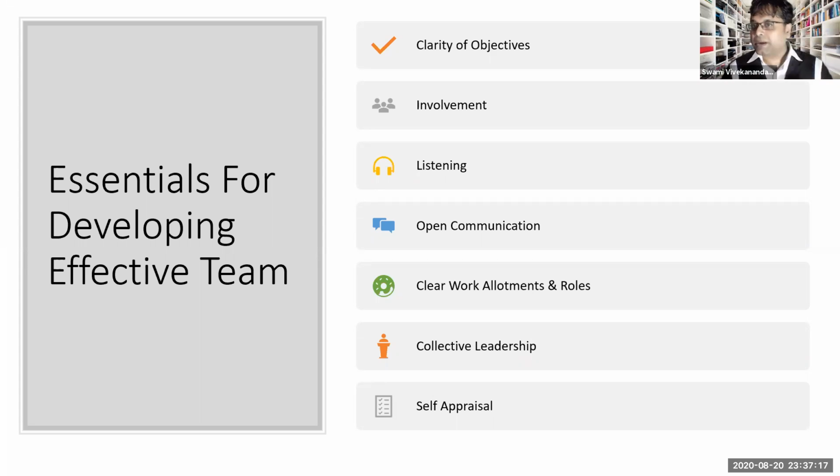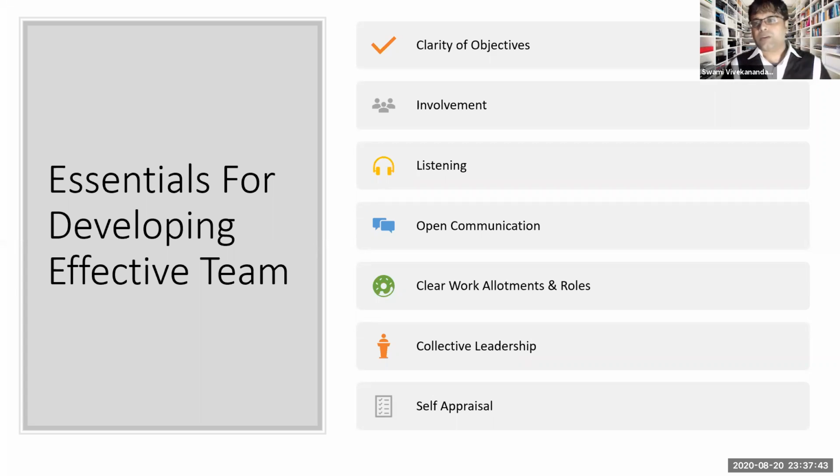Next one is involvement. We have discussed in several classes that employee involvement and engagement is very, very important, right? So all the group members should feel connected or involved with the group activities. That yes, we are a part of the group, we have an important role to play here. Everybody, not a specific one or two persons, everybody has a great role to play. So that is called involvement.